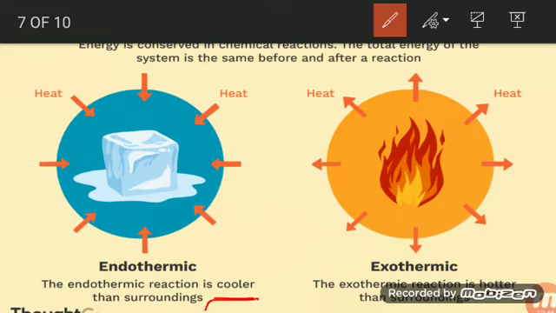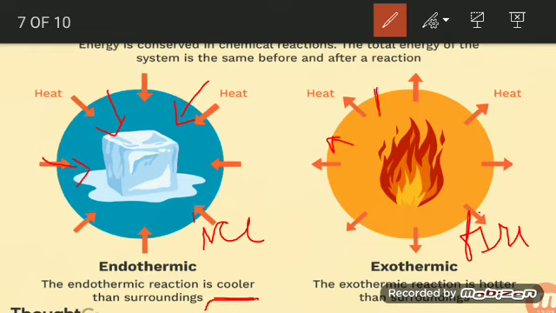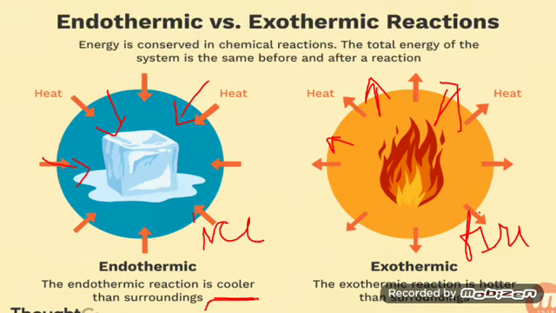So here is an example of ice. In this, heat is absorbed. So here is an arrow indicated inwards, and here is an example of fire in which the arrows are outwards, which means heat is released. So melting of ice is an endothermic change, and burning of fire is an exothermic change or combustion.